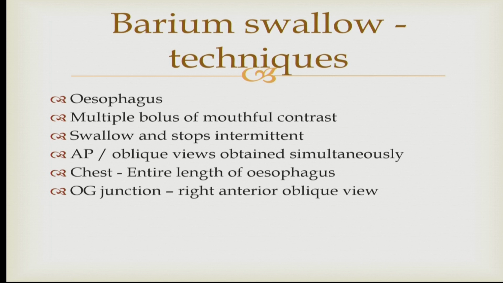Then we can continue with multiple boluses for the examination of the esophagus, and we take AP and oblique projections of the chest, and when we have to visualize the OG junction, we will use the right anterior oblique view.